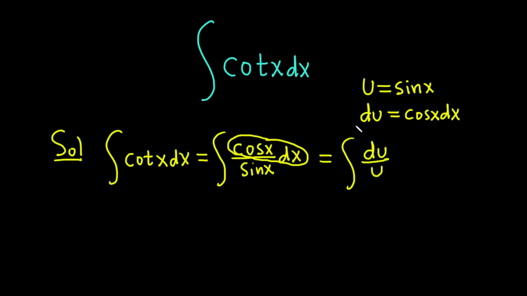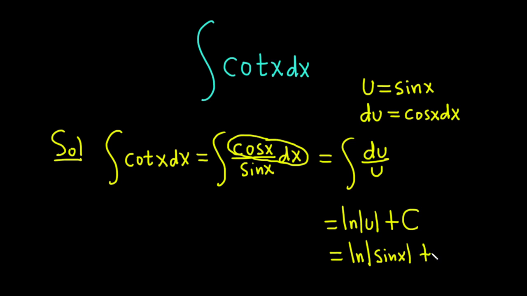And this is a special integral. There's a formula that tells us that this is equal to the natural log of the absolute value of u plus a constant of integration. And u is sine x, so this is equal to the natural log of the absolute value of sine x plus our constant of integration, capital C. And that would be the answer.